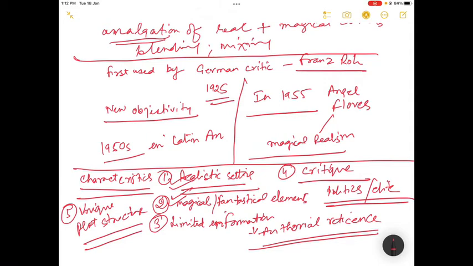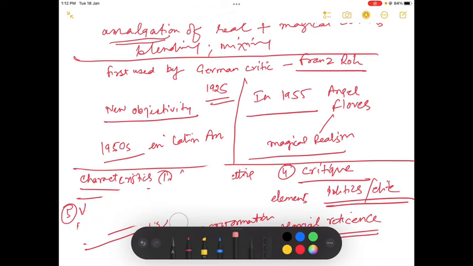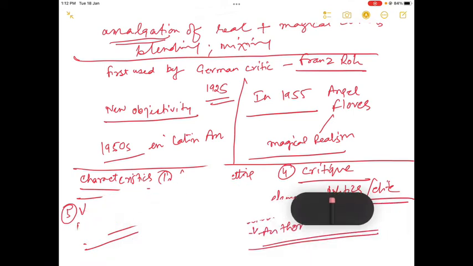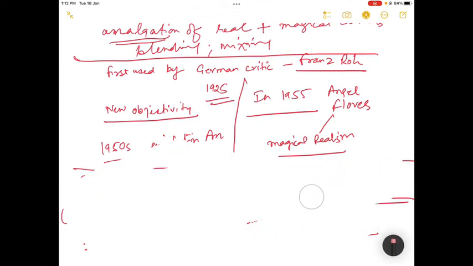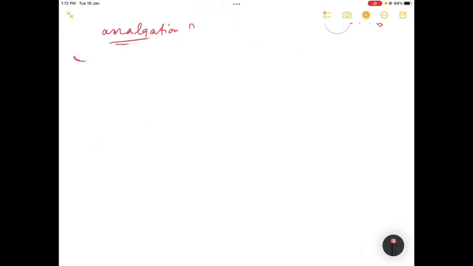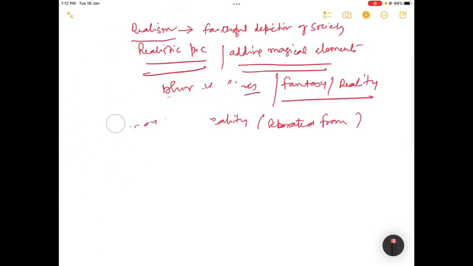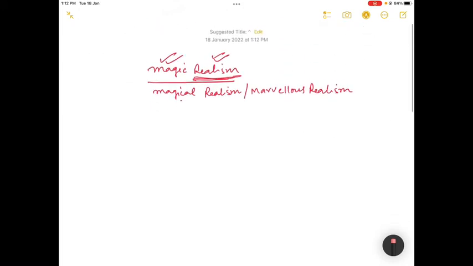You see, when you are going to explain any term, then I think unless and until you give examples, you will not be able to explain that point very well. So I've explained the term to you, and now I'm going to give you certain examples of magic realistic novels.